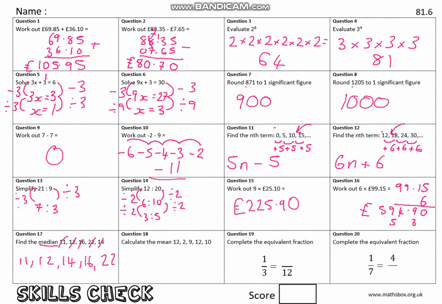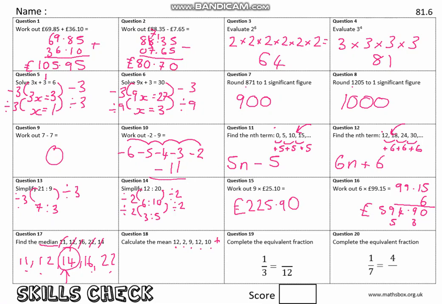So luckily I've got 5 numbers, so if I count in from the edges, I know that the middle number would be the third one. So my median here is 14. That's my answer, okay? So the mean is when we add up all the numbers that we've got and then we divide it by however many we've got.